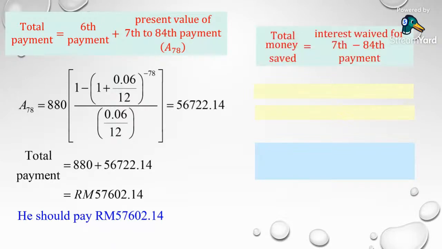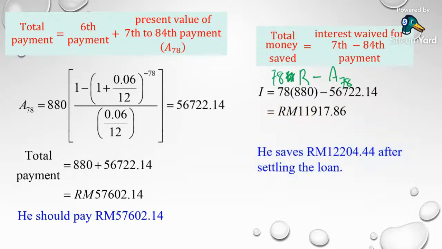Then the total money that is saved is the interest that is saved, the interest that is waived for these 78 payments. So therefore, the calculation is nothing much. If you just use the interest on the AN formula, where I have N times R minus A78, in this case here, the N is actually 78. So 78 multiply the regular payment minus the A78. So this is the amount that is saved from settling the loan.